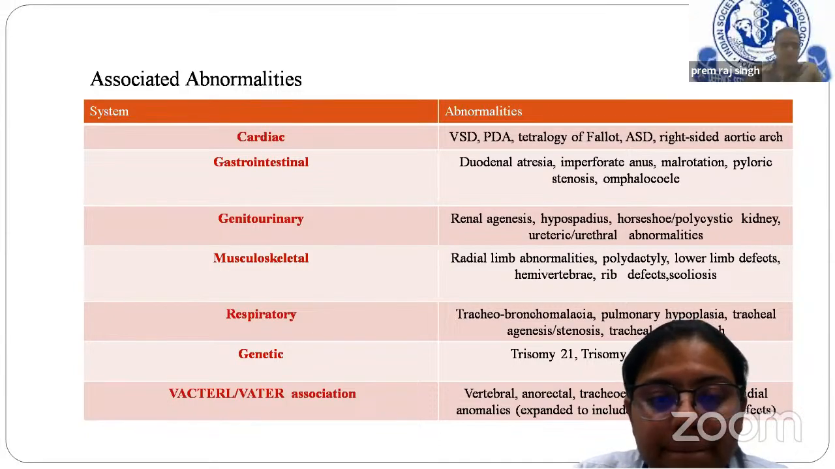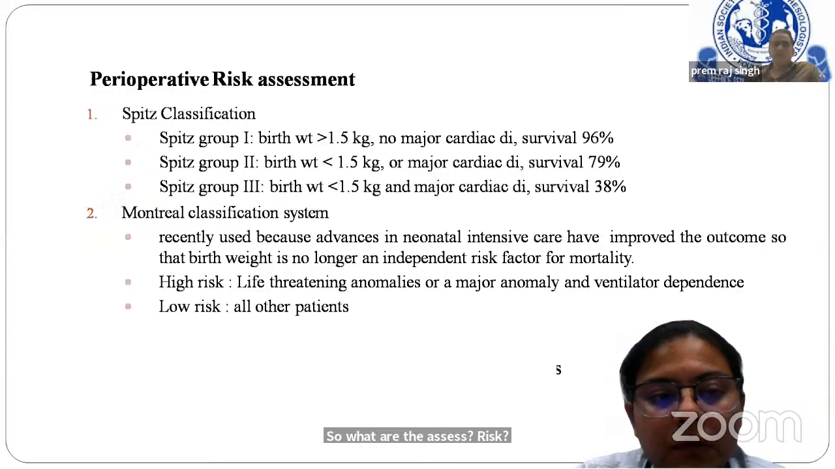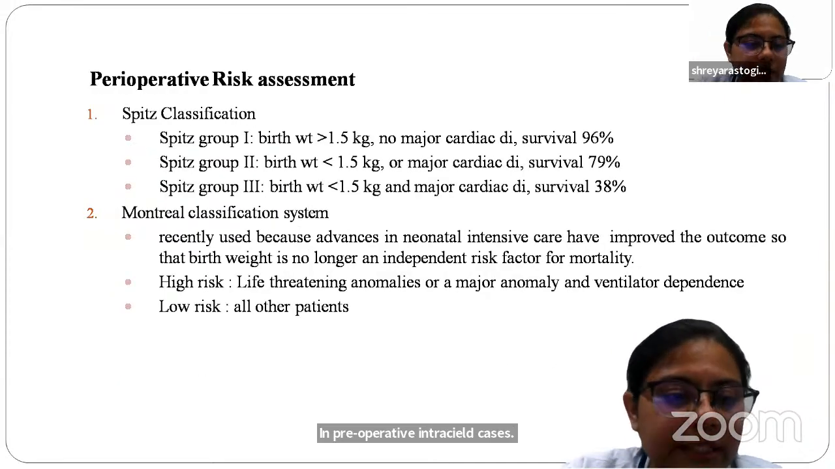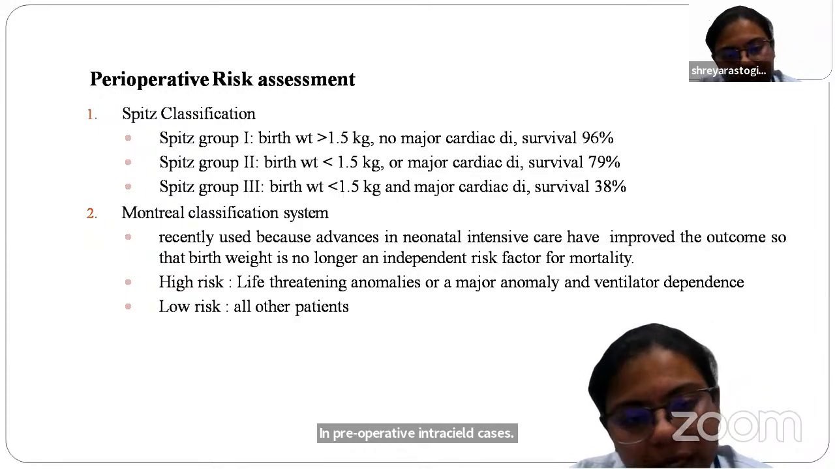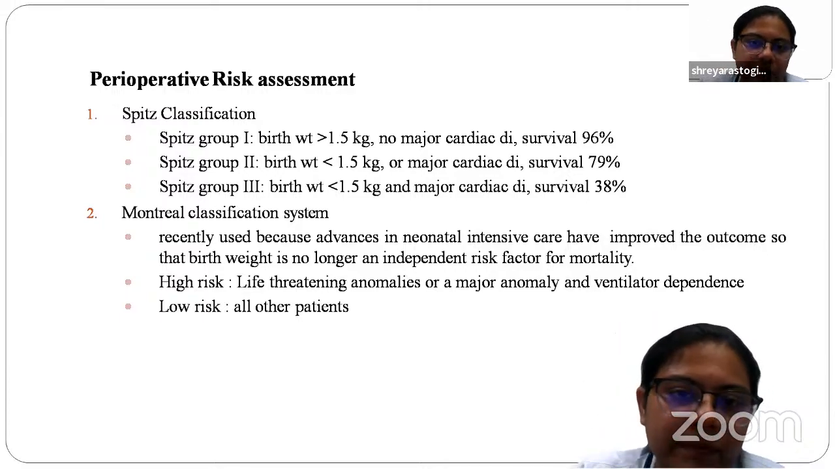So how you diagnose preoperatively? So what are the assessed risks in preoperative in tracheoesophageal fistula cases? So preoperative risk assessment is usually done by two classification, it's Spitz and Montreal. Spitz classification, and we have to see birth weight, if any cardiac defect is present, and then we can predict the survival of the child.